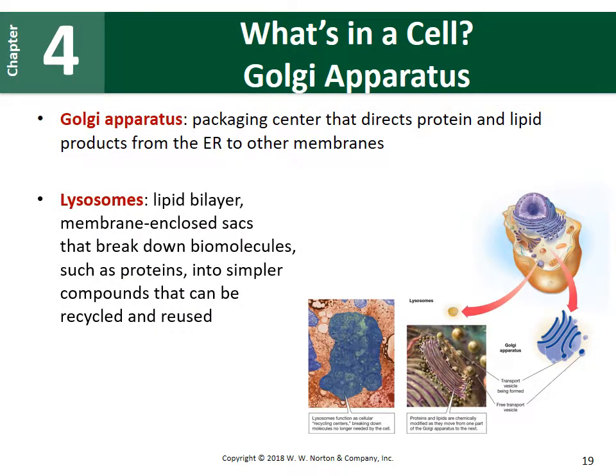Some of the vesicles coming out of the Golgi apparatus are lysosomes. So these are a lipid bilayer membrane enclosed sac that breaks down biomolecules such as proteins into simpler compounds that can be recycled and reused. You can think of the lysosome as the recycling center for the cell. So lysosomes are going to break down anything the cell no longer needs back into its building blocks that can be used to create other molecules.